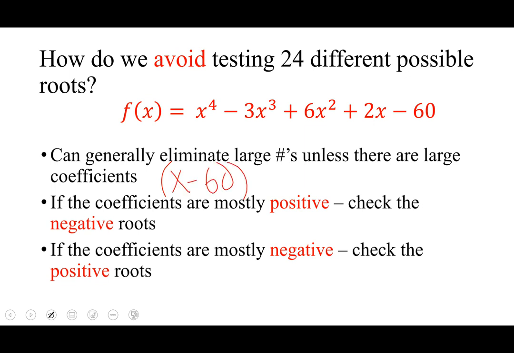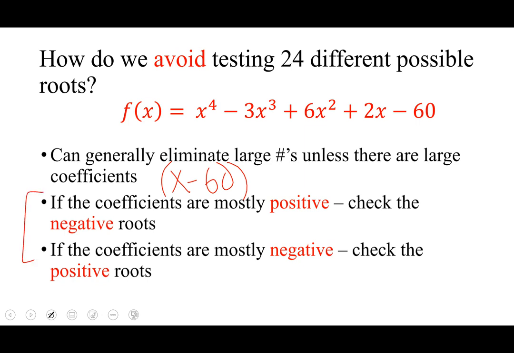That doesn't really seem very logical, considering there would have to be 3 other factors. Think about it: for 60 to work, you would have to do synthetic division. You would have to put 60 in the box. Seems like your numbers are going to get very large very quickly. So generally speaking, don't test the really big numbers unless you have really big coefficients.